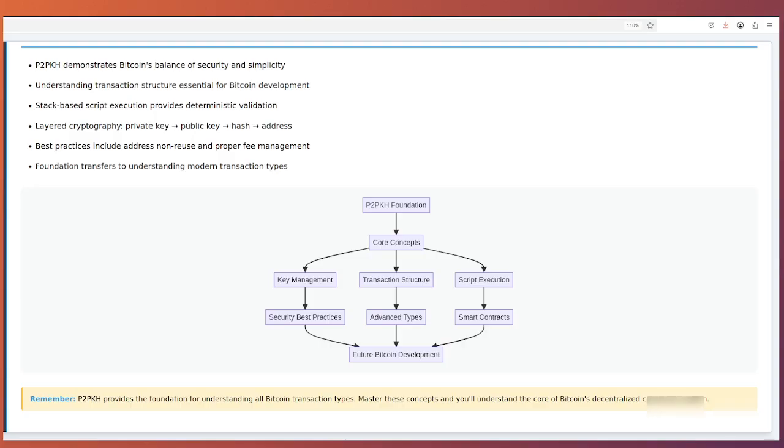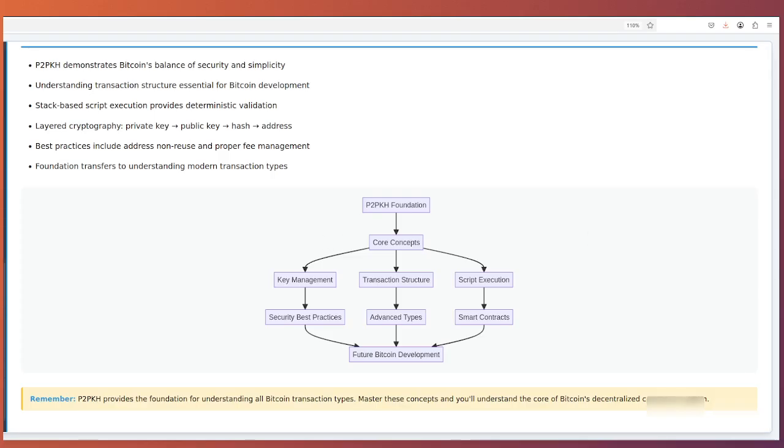The multi-layered security model, combining elliptic curve cryptography with hash functions and script validation, has proven robust over Bitcoin's 15-plus year history. As Bitcoin continues to evolve with new transaction types like SegWit and Taproot, P2PKH remains relevant for understanding Bitcoin's foundations. Many of the concepts we've discussed, such as UTXOs, signatures, and script execution, apply across all transaction types. The skills you've developed in understanding P2PKH transactions will transfer directly to working with more advanced Bitcoin features.